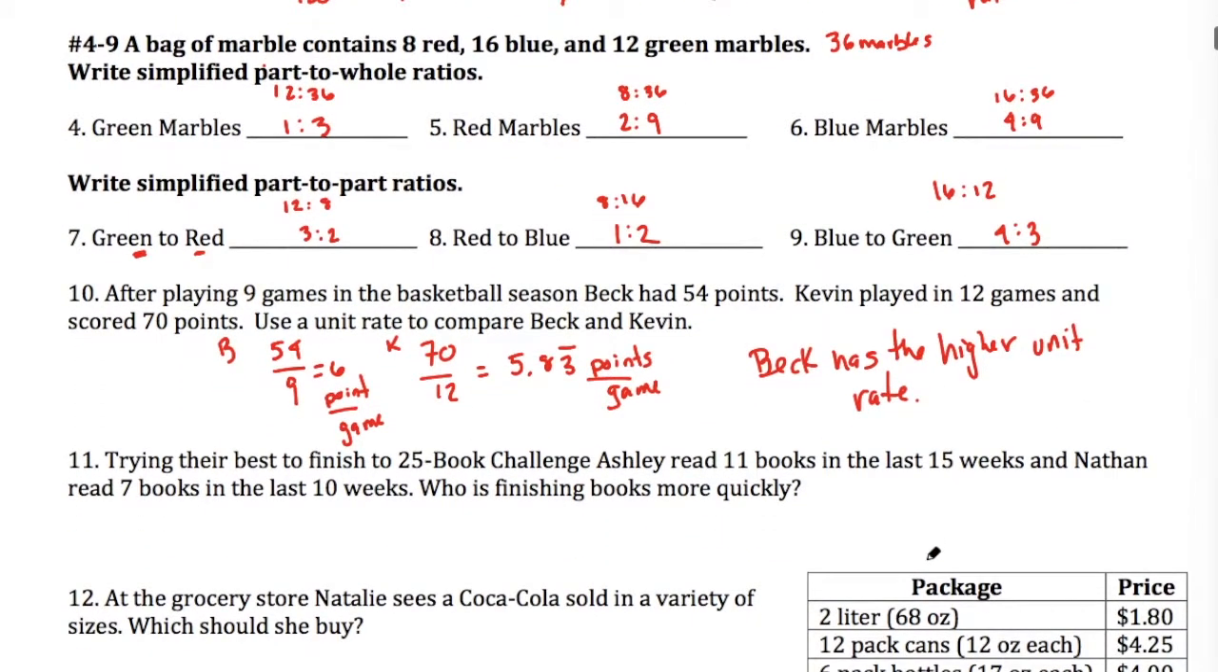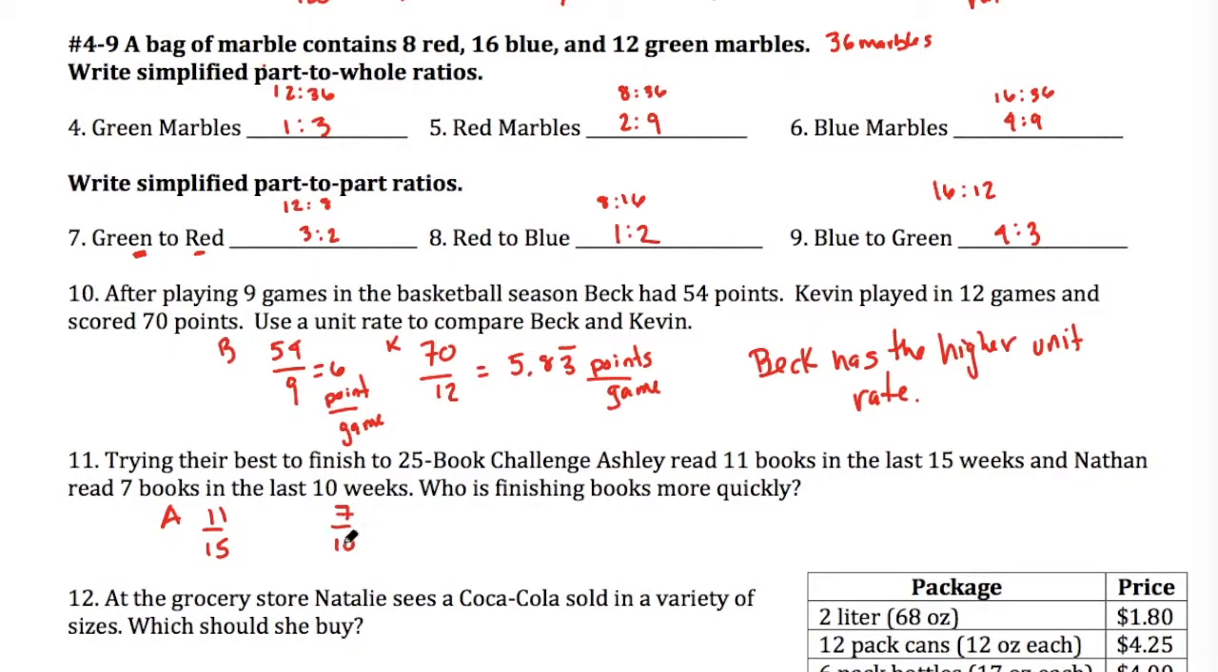Okay. Trying their best to finish the 25-book challenge, Ashley read 11 books in the last 15 weeks, and Nathan read 7 books in the last 10 weeks. Who is finishing books more quickly currently? So, if we look at Ashley, she read 11 in 15, and Nathan read 7 in 10.